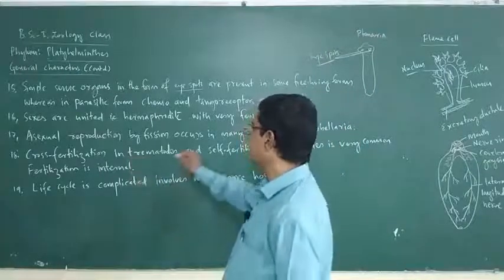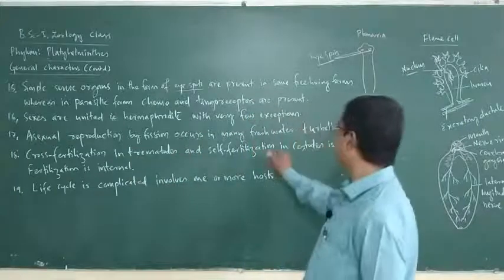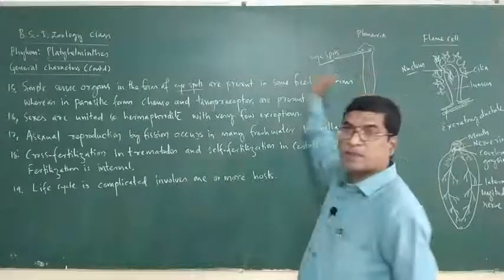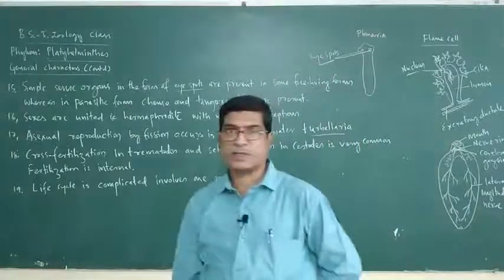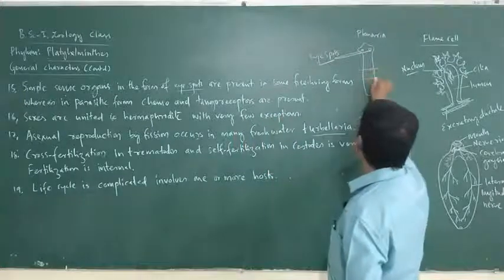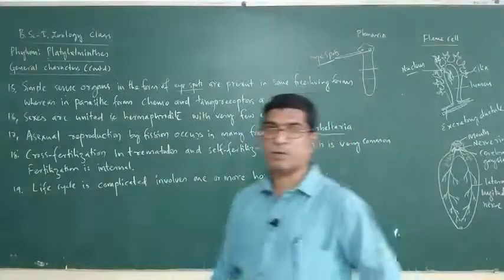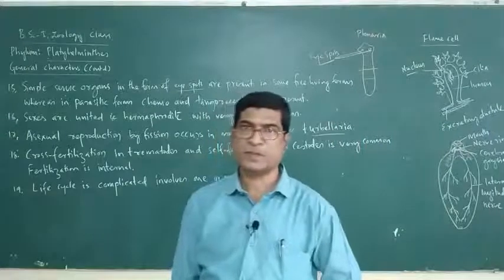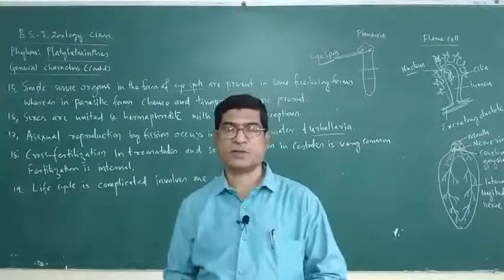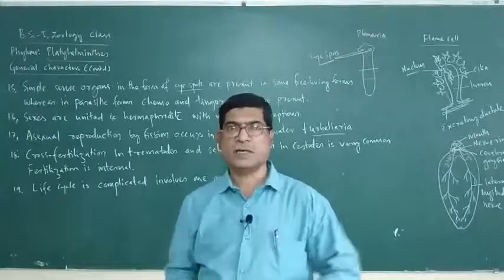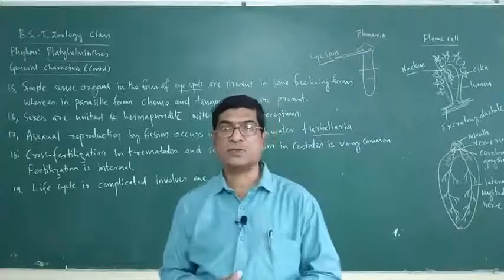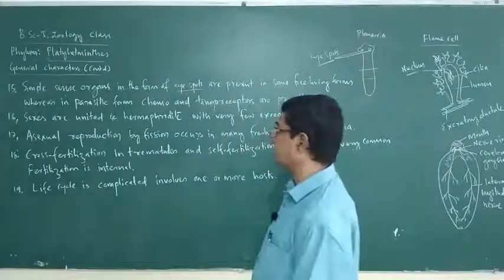Then asexual reproduction by fission occurs in many freshwater planarians. If you cut the planarians into pieces, each piece will develop into a new individual. This is a method of asexual reproduction. In most of the other parasitic flatworms, they show sexual reproduction.